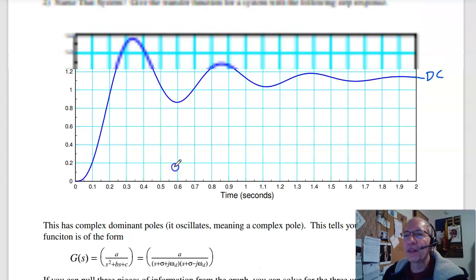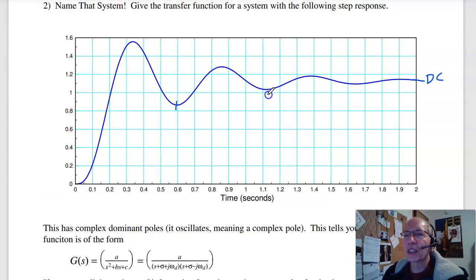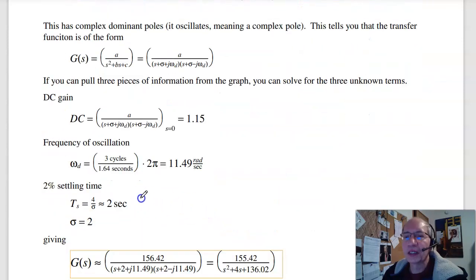If I've got 1 cycle, 2 cycles, 3 cycles in about 1.64 seconds, I can tell you omega d. So that's 3 cycles in 1.64 seconds times 2 pi, because Hertz is English. Anything English is not natural. That's 11.49 radians per second.